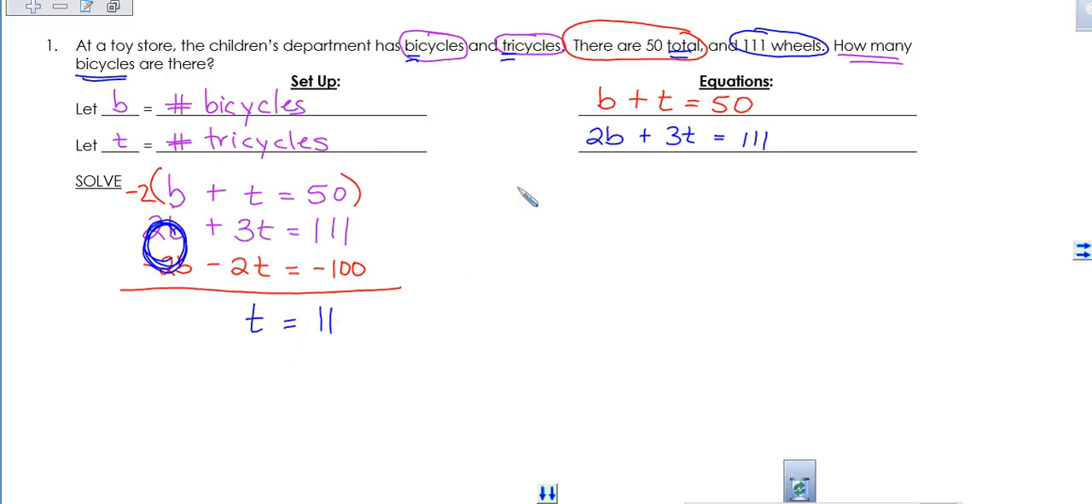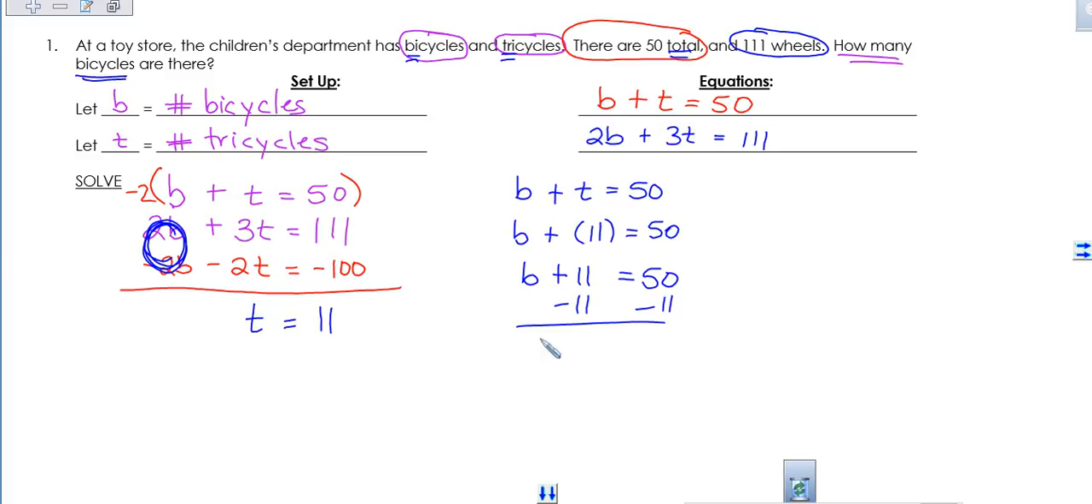So we're going to go to one of our original equations, b plus t equals 50. And so b plus, and I'm going to plug in 11, equals 50. And then b plus 11 in parentheses really means just b plus 11 equals 50. And then we can subtract 11, and b equals 39. Okay? And then you would normally want to go back and check behind yourself just to see.